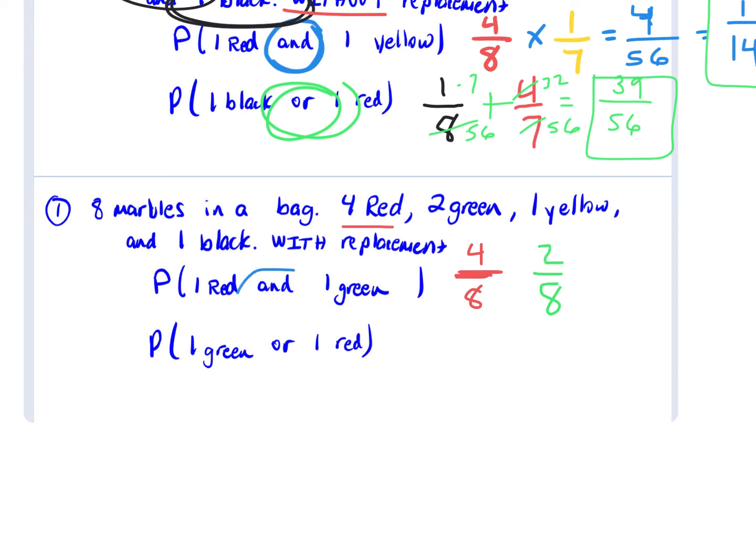Our keyword here is and. So are we adding or multiplying? Multiply. So we just multiply straight across and straight across. So we have 8 over 64, which simplifies to 1 over 8. Any questions there?